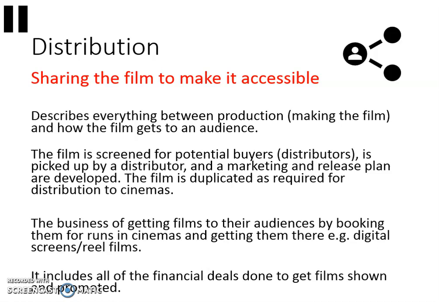These we call distributors. And you would think about some of the big film festivals here, things like Cannes and Sundance. This is where the films are being shown to the potential buyers. From there, a distribution agreement will be set up and plans for marketing and release dates will be considered. So it says here, distribution includes all of the financial deals that will be done to get the film shown and promoted. Again, you might wish to pause and make some notes.